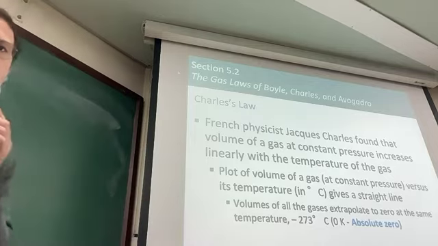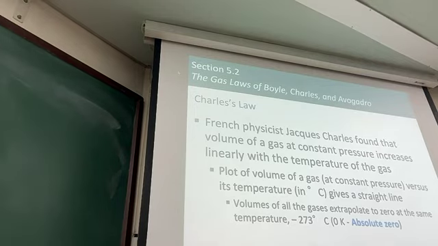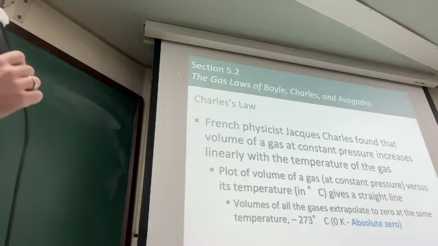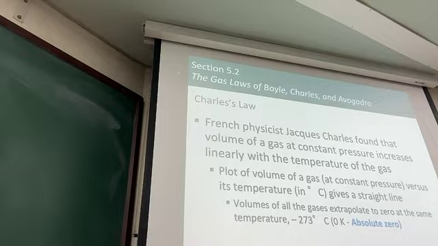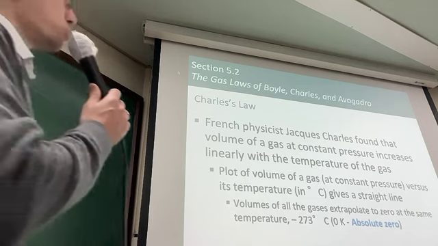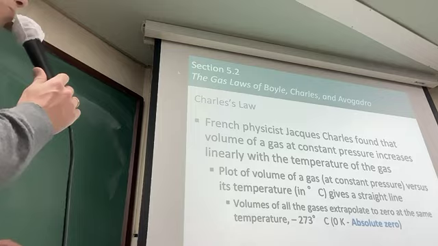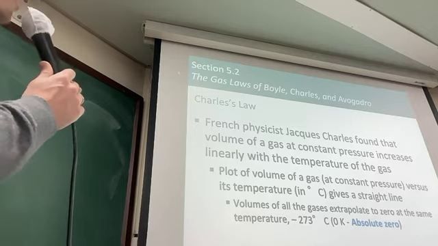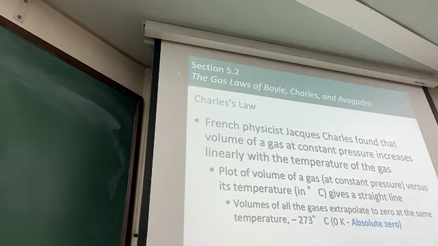Okay, and then one thing, however, is left, which is the temperature, right? The temperature, we set it to a constant before. So there was a French physicist, Jacques Charles, and he actually found that the volume of a gas at constant pressure increases linearly with the temperature of the gas. So what he actually did is he set the pressure constant and then observed the volume-temperature relationship. Okay, so if you plot the volume versus the temperature, it gives you a straight line.